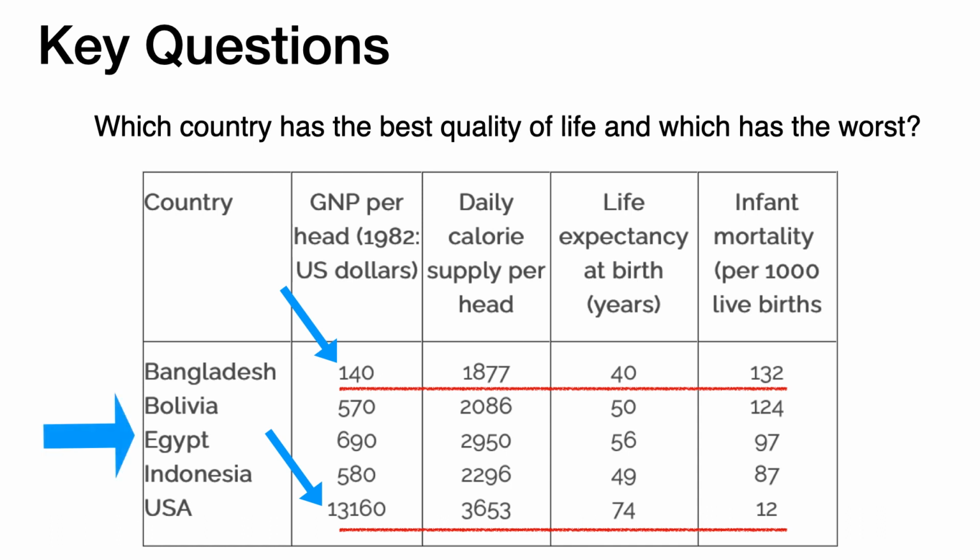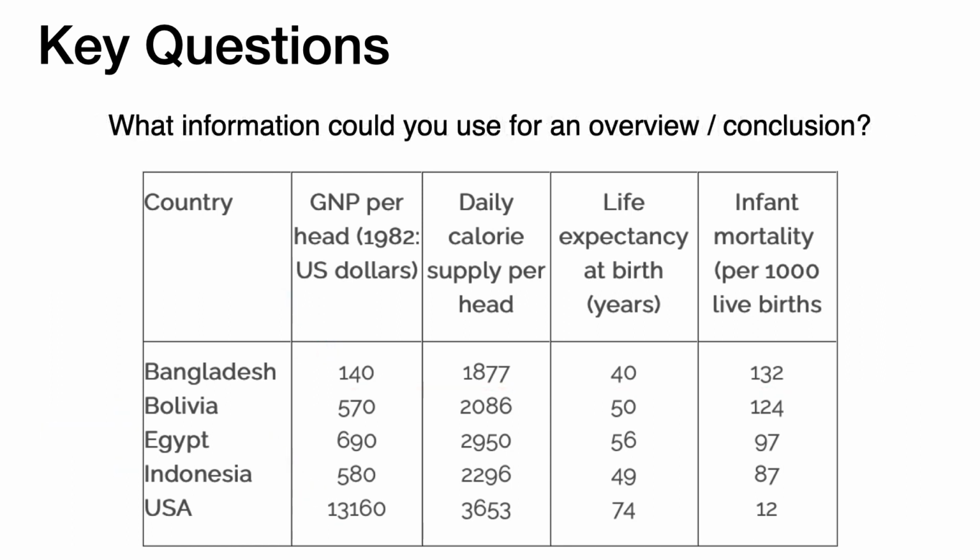And you can see if we look at Bolivia, Egypt and Indonesia, they're kind of in the middle and they're a bit more similar to each other. So these are kind of things you want to look out for when you analyse your table. So you can start to spot different patterns. So what information could you use for an overview or conclusion? Because remember, every task 1 needs to have an overview.